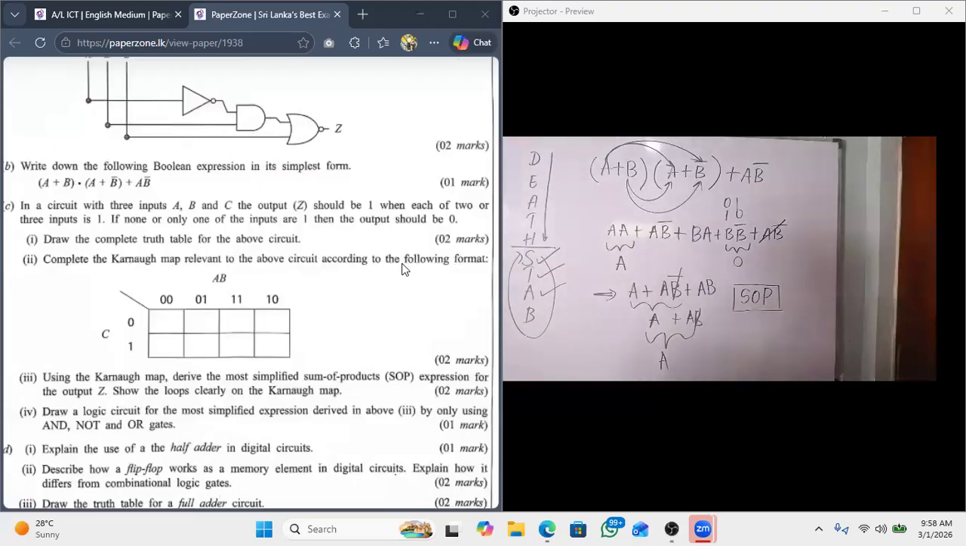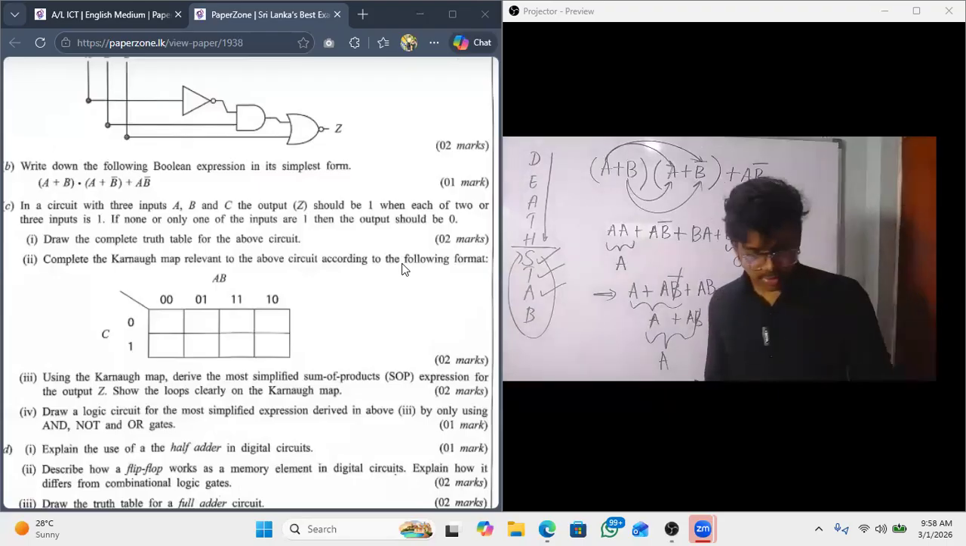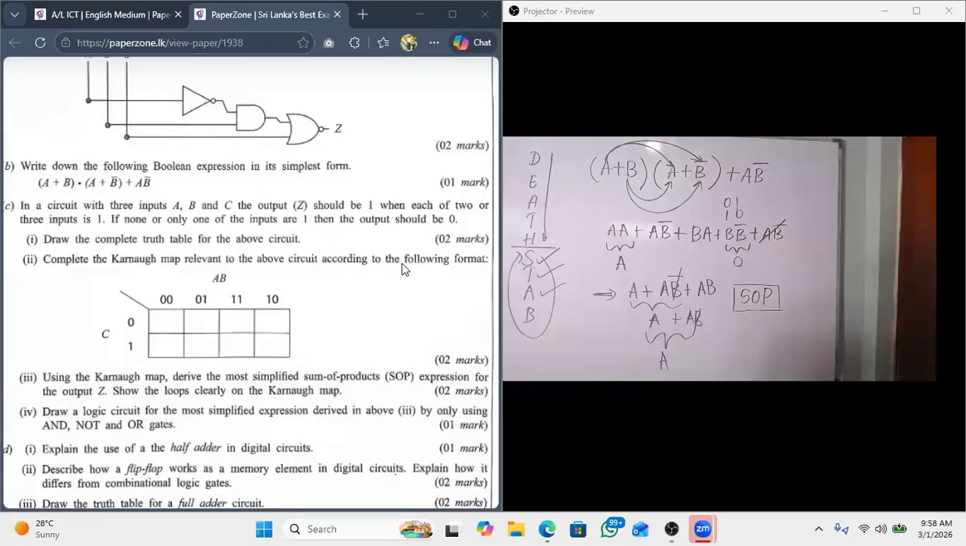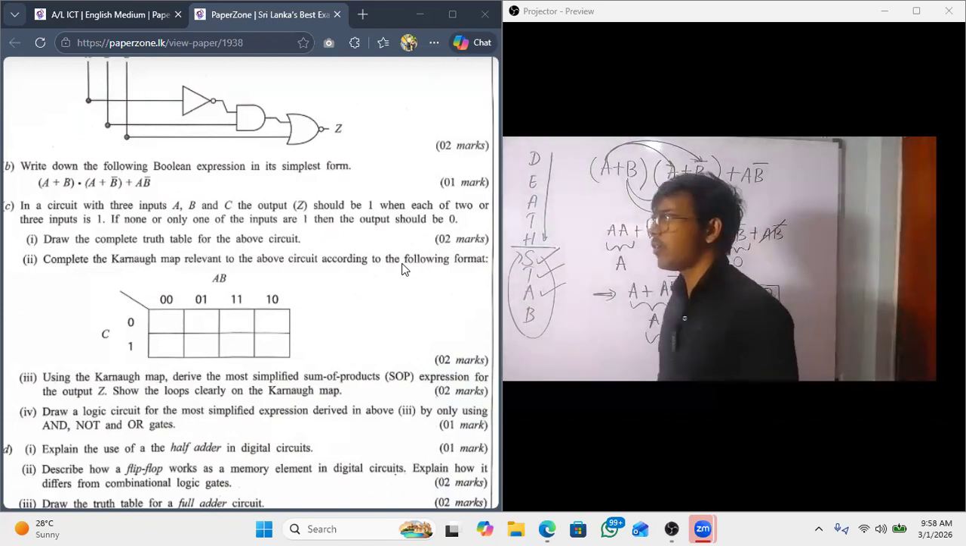SOP equation. Sasanya tried and deleted. Okay, I got one. You did the Karnaugh maps too. Nice. Very good. And I like this writing. It's good. I have to try that.